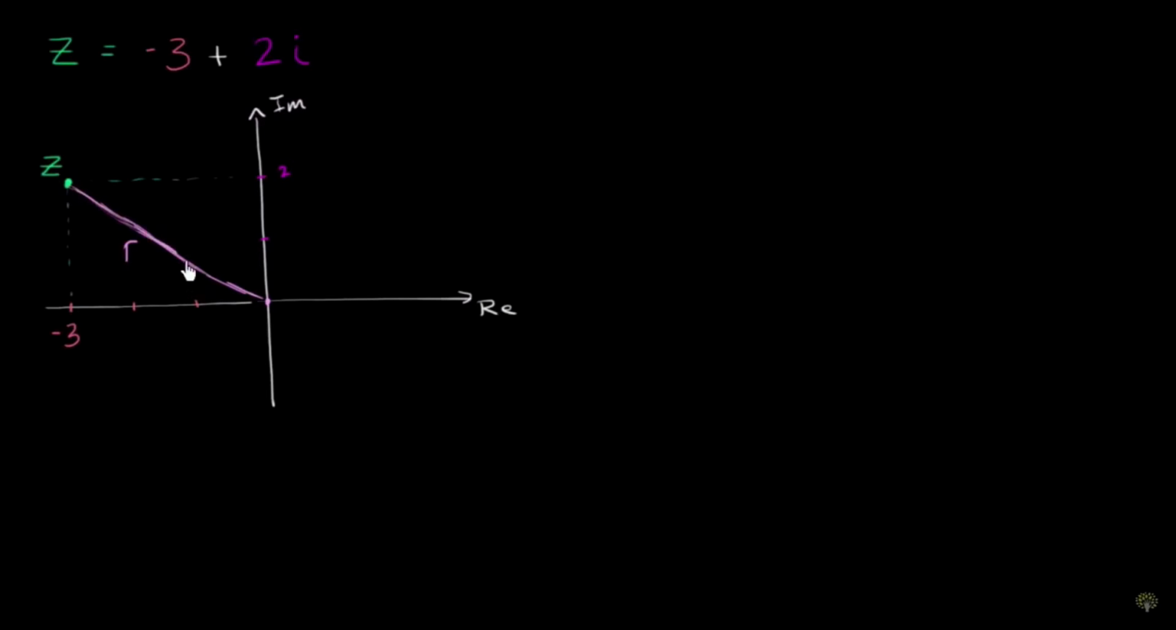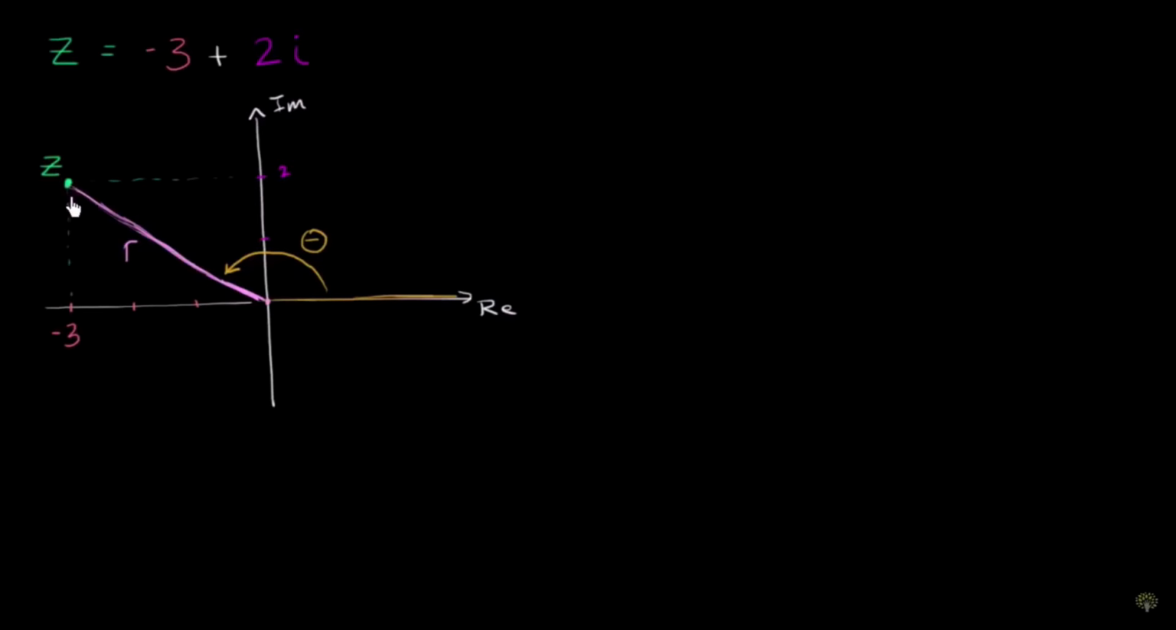And so to specify the direction, we will have this angle theta in radians, this angle between the positive real axis and this line right over here, the segment that connects the origin and z. So if someone gave you this angle and this distance, then you could get to z.